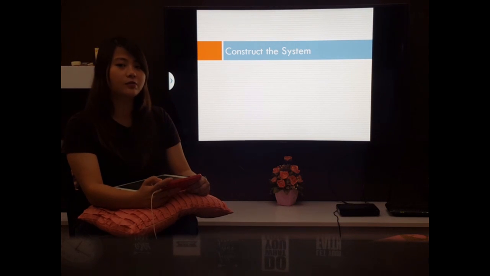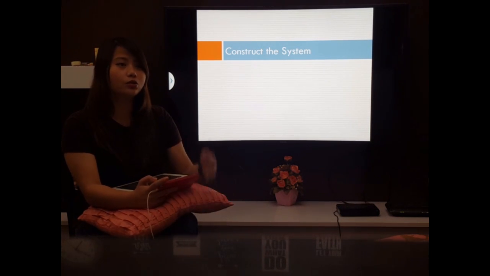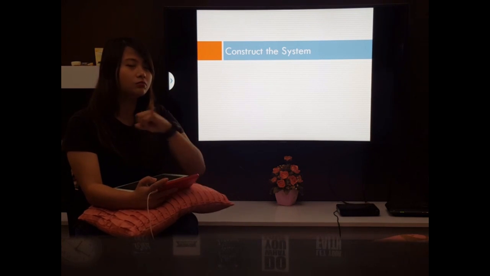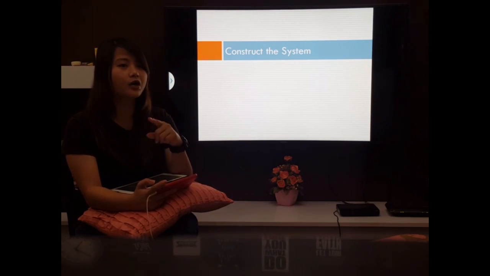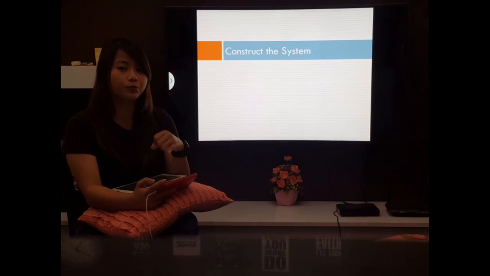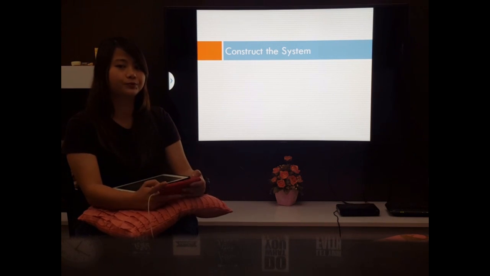In construct the system, its goal is to design and build software that are ready to be tested and distributed to its user community. So this phase involves modeling the system, programming the applications, and application testing. In designing and programming of modern systems, it follows one of two basic approaches, which are the structured approach and the object-oriented approach.